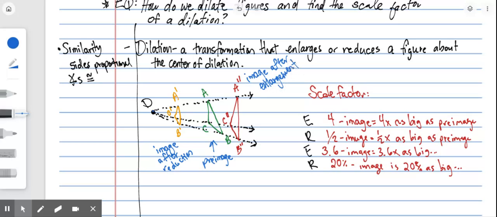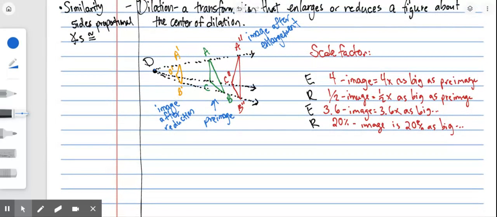So again, if you make the image bigger, it's just going to be further away from the center of dilation. Okay, and that's just how dilation works in terms of the center of dilation. So this is where it is compared to the pre-image, whether it's going to be closer or further away from the center of dilation. Okay. All right, so then now we're going to find scale factors.